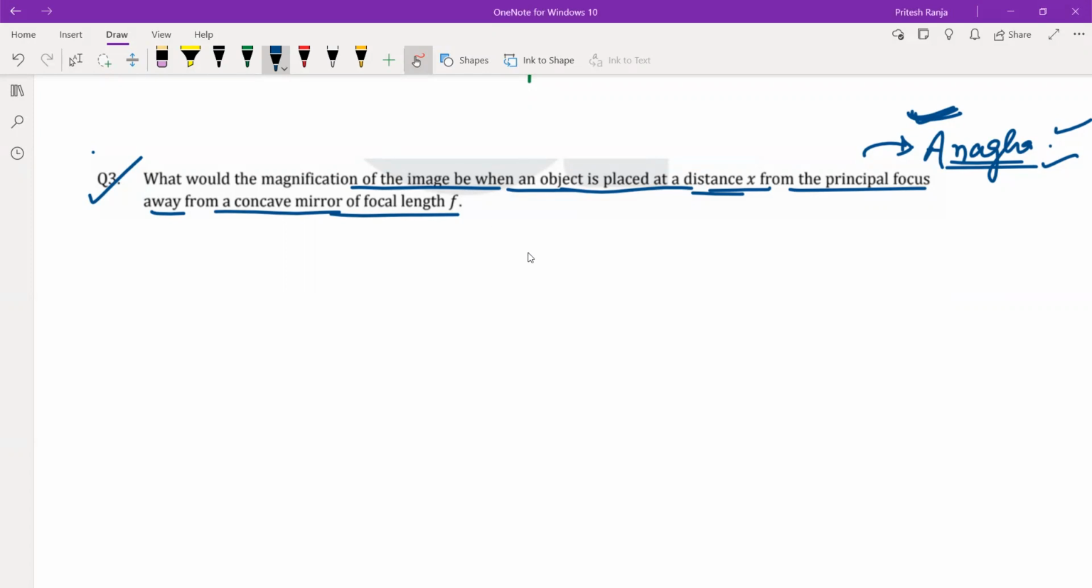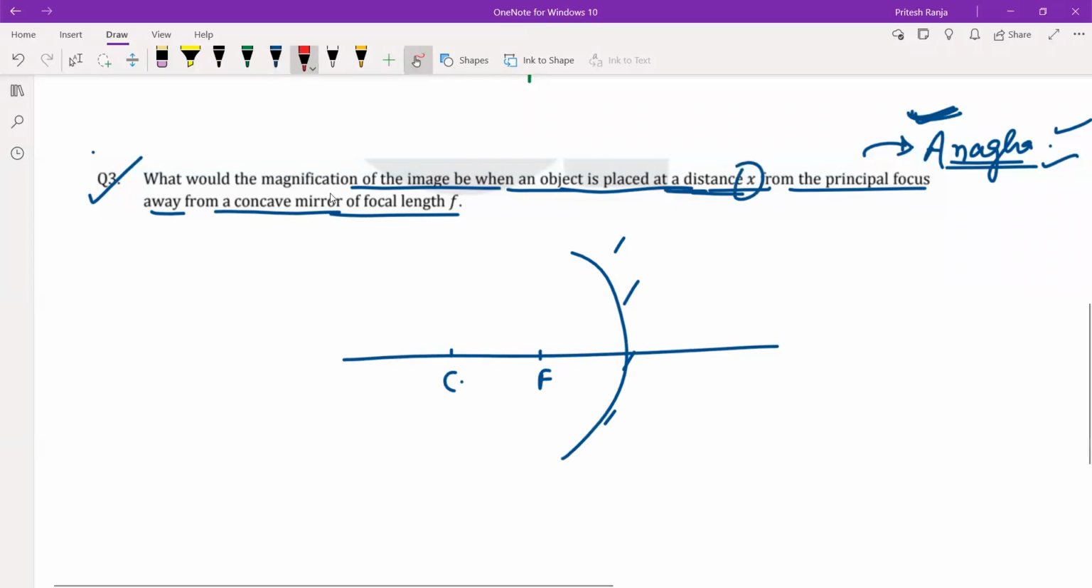What would be the magnification of the image when an object is placed at a distance x from the principal focus? So this is a concave mirror and this is the focus. Let us say here we have the object at a distance x. Focal length is f. You have to find the magnification. Magnification is minus v by u.